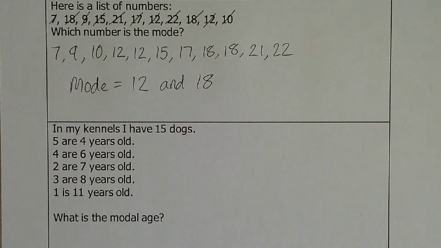On to our final question today. In my kennel I have 15 dogs. 5 are 4 years old, 4 are 6 years old, 2 are 7 years old, 3 are 8 years old, and 1 is 11 years old. What is the modal age?